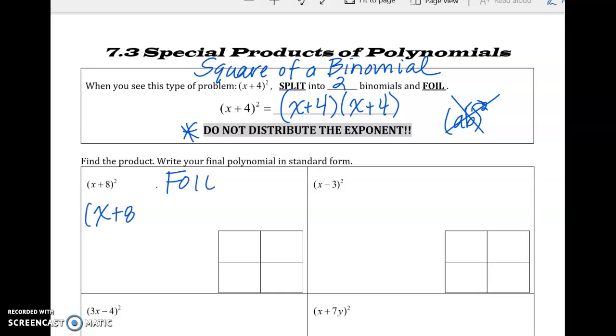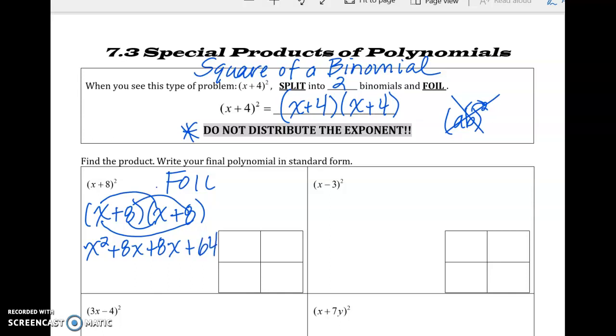So remember, first expand it out. x plus 8 squared means x plus 8 times x plus 8. So I do the product of my first terms. x times x is x squared. Product of my outers is 8 times x, or 8x. The product of my inners is also 8x. And the product of my two last terms is 64.